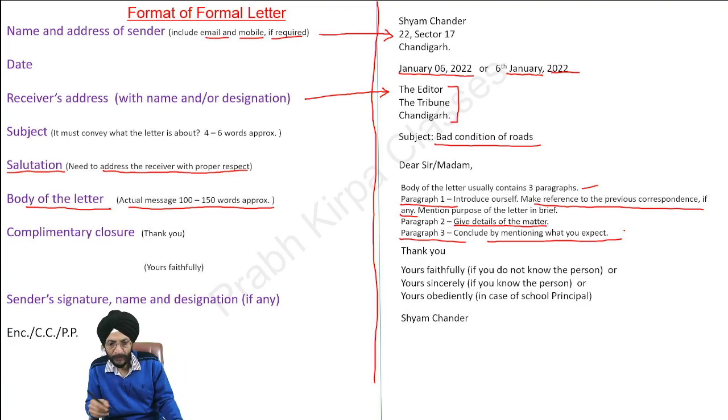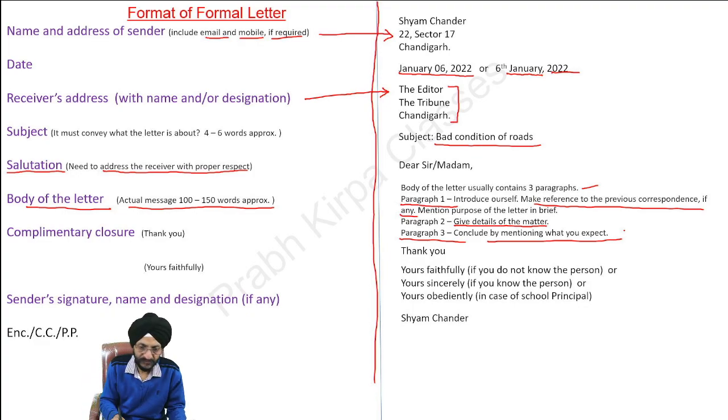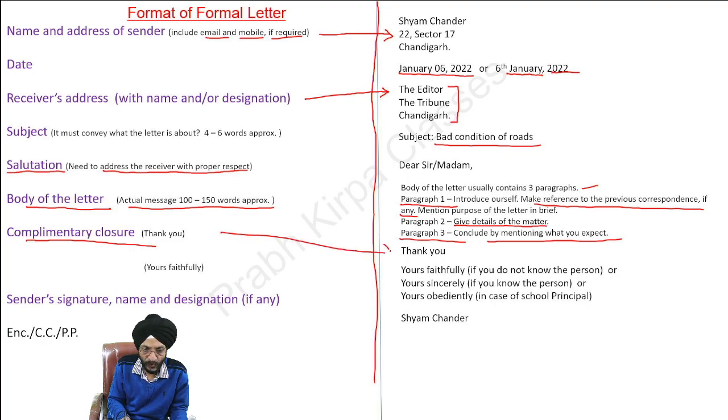I hope that my letter will find a place in your newspaper and it will draw the attention of the public authorities towards the bad condition of roads, and the necessary action will be taken by them. And at the last of the letter, there is complimentary closure. You have to write thank you, which is followed by yours faithfully.